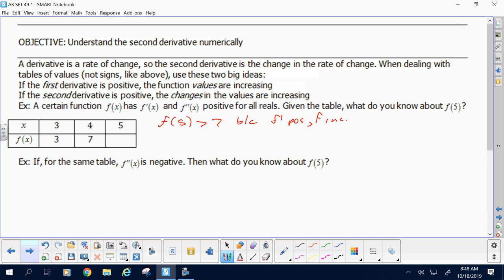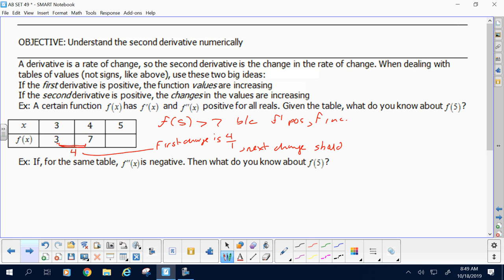Now the harder part is the second derivative. The second derivative is about how the changes are going. Now in this interval, the change was 4, all right? So if the first change is 4 in y in 1 in x, you do really need to look at the x values too. It's changing 4 units of y in 1 unit change in x. The next change should be more.